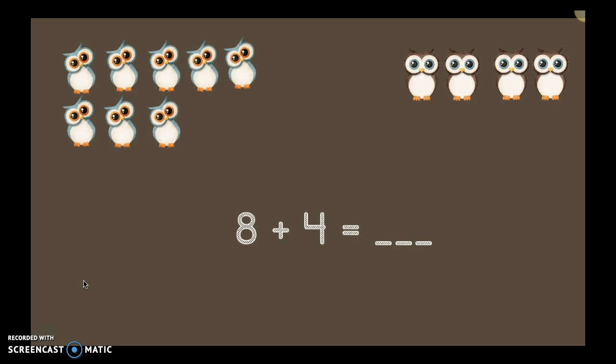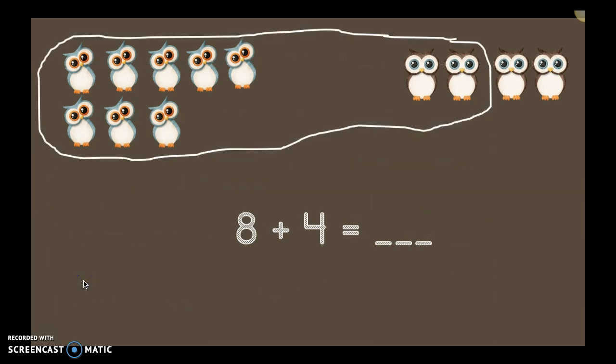Hey, what was our learning goal for today? That's right. To make a 10 when one of the add-ins is 8. I see 8 right there. I want to try to turn that into a 10 plus number sentence. I'm going to go ahead and circle my 8 plus however many more I need to make a 10. Yep, that's right, 2, because 8 plus 2 equals 10.